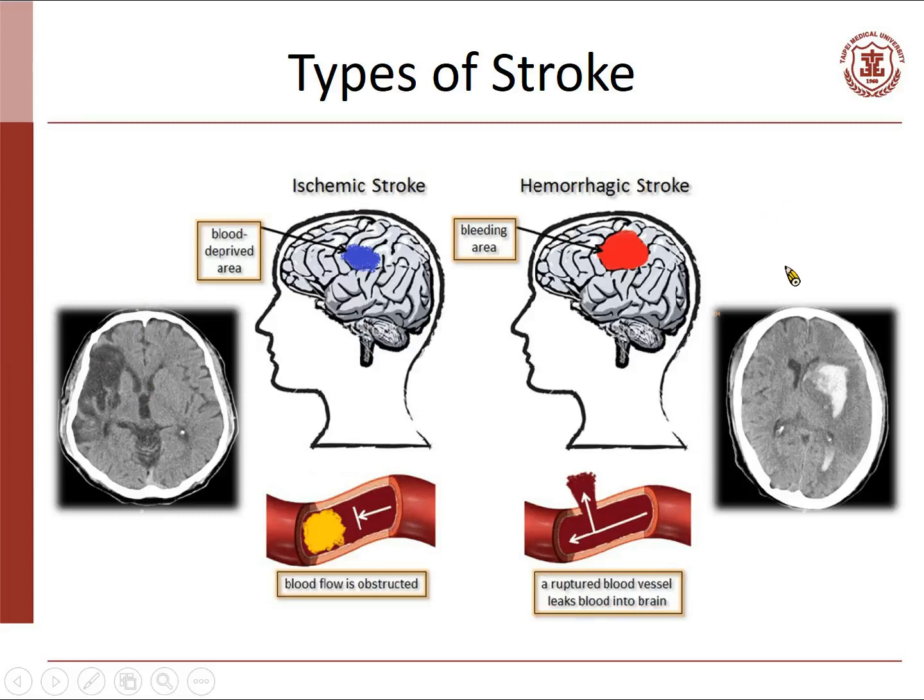Hemorrhagic stroke is caused by bleeding. There may be a small aneurysm rupture or a weak point of the vessel. When the blood pressure fluctuates, blood comes out. So on CT scan, we can see a high density. That's different.